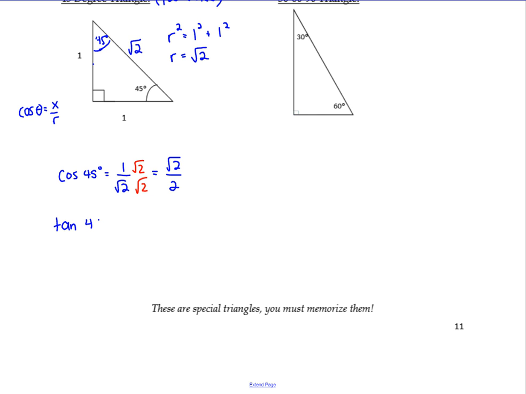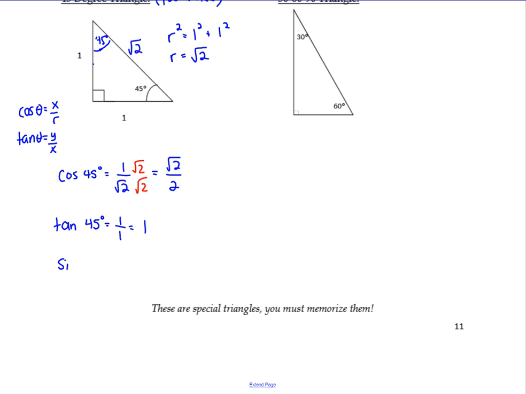Tan 45 degrees. That one's easy. What would that equal? Tan is y over x. So in this case it would be 1. 1 divided by 1 is just 1.